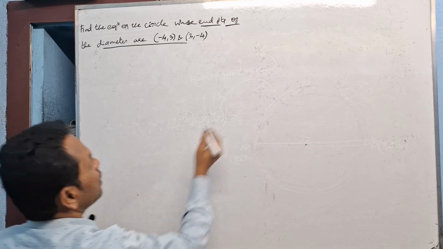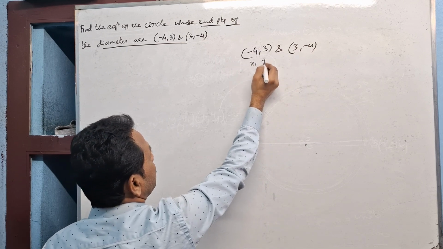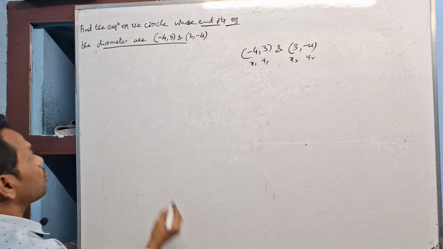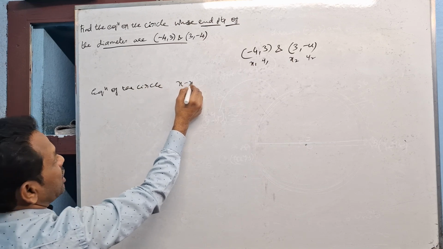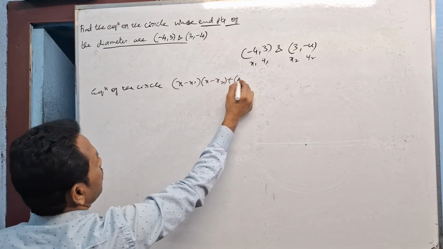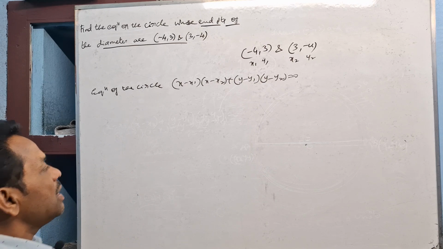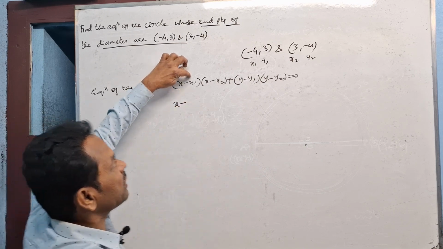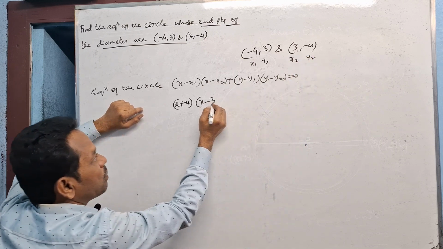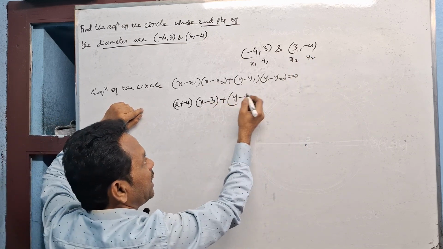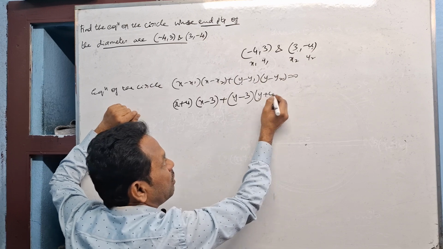Here my end points are minus 4 comma 3 and 3 comma minus 4. Let me take this first point as x1 y1, second one as x2 y2. So how to get the equation of circle? We can use the formula x minus x1 into x minus x2 plus y minus y1 into y minus y2 equals 0. Let me put the values. X minus the x1 is minus 4, so we'll get plus 4 there. X minus the value of x2 is 3 here, so x minus 3, plus y minus y1 is y minus 3 and y minus the value of y2 is y plus 4. So equal to 0.